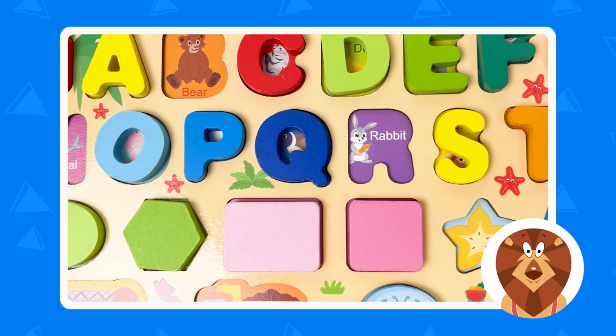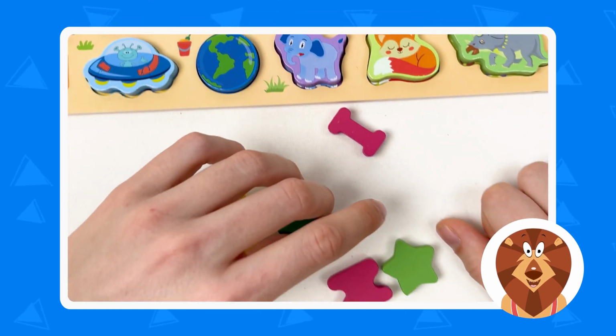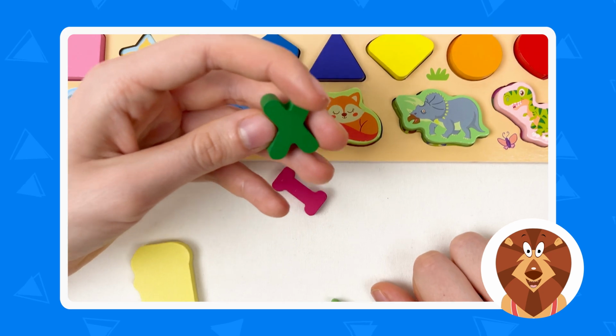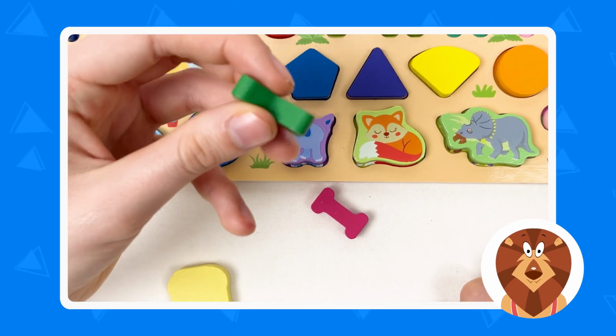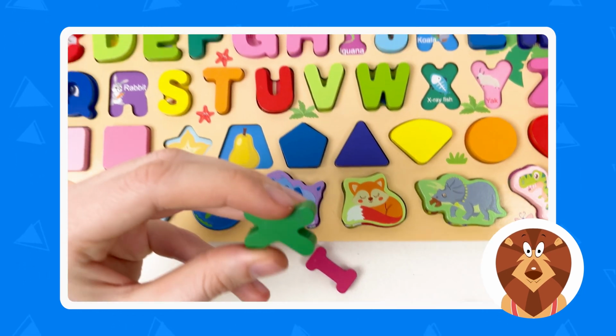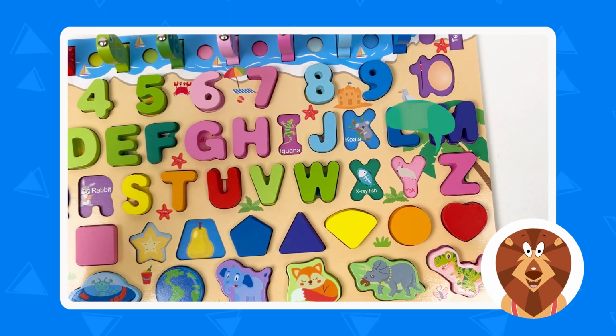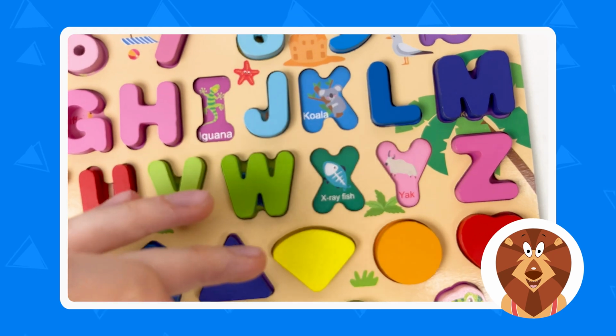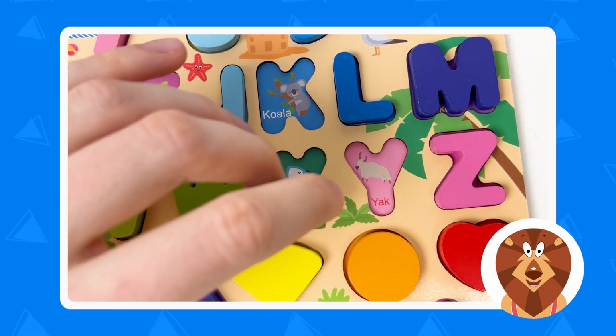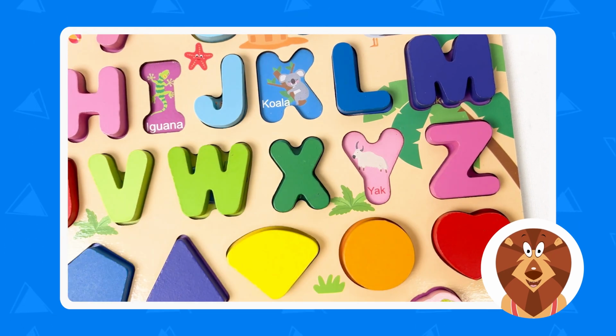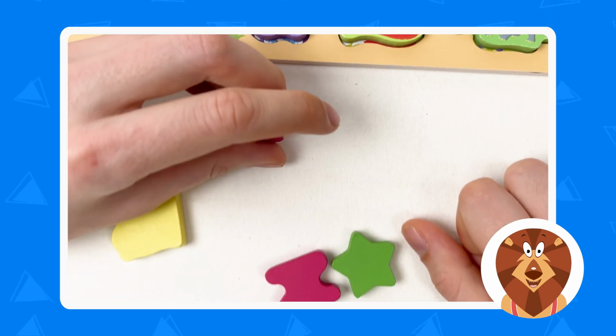Great, amazing finding. And the next letter that we have is letter X. And it's a green color letter. So we need to find the X-ray fish. Can you see the X-ray fish? Here it is, X-ray fish. Great! Amazing. So let's take the next one.